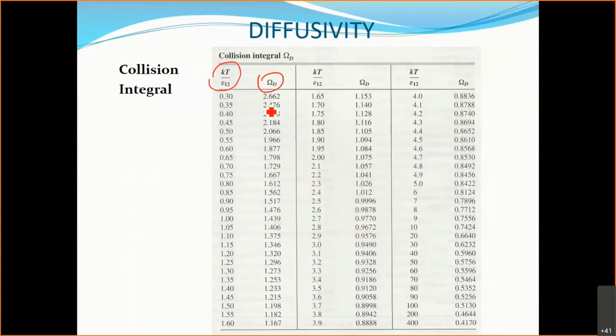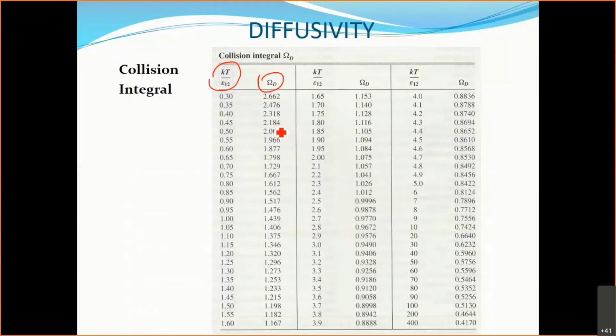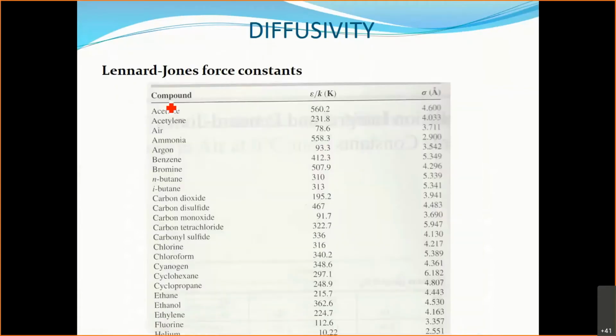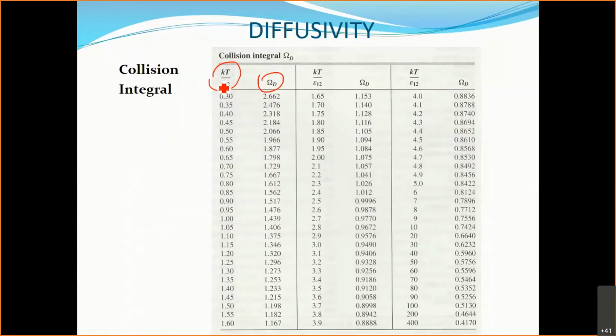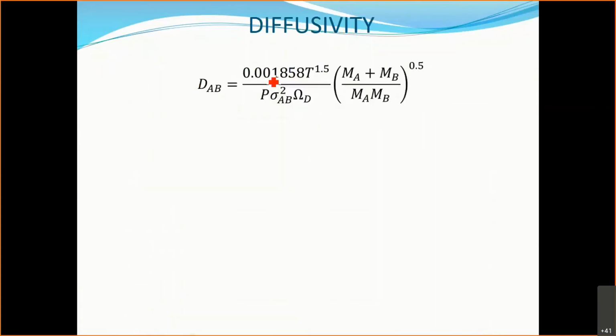So our main focus is to find the value of omega D. In order for us to find the value of omega D, you have to know this value first. In order to find this value, you have to have a component, so this value is specific for a component. So let's say I tell you that we have a question to find a diffusion coefficient.